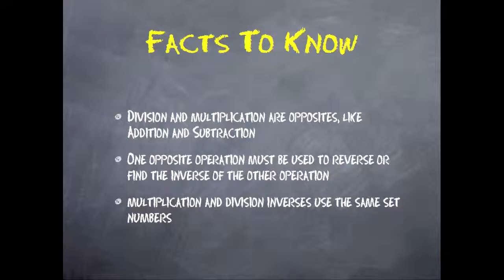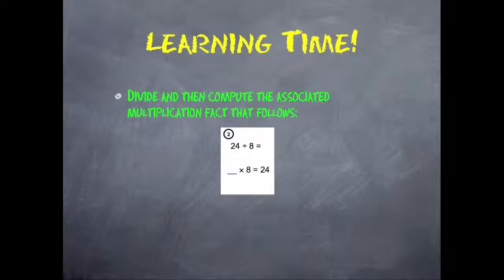So, for example, if you want to reverse a division problem, you need to use multiplication. And if you want to reverse a multiplication problem, you use division. Also, multiplication and division inverses use the same set of numbers. So let's do an example. For example 2, we need to divide and then compute the associated multiplication fact that follows.